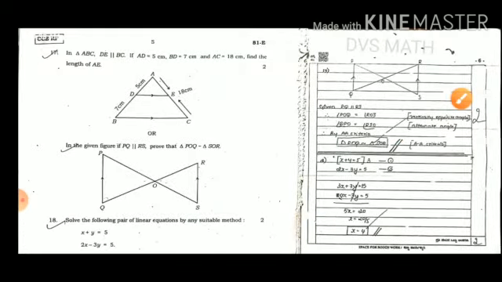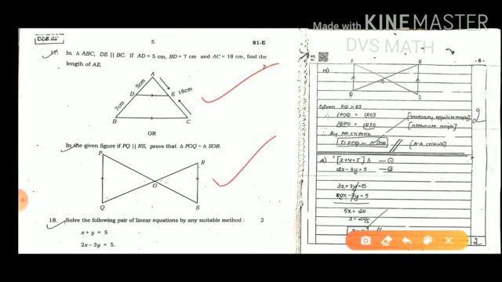So next question, 17th one. In triangle ABC, DE is parallel to BC. If AD is 5 centimeter, BD equals 7 centimeter, AC. Here there are two options. In one you can apply BPT, in the other you can apply AA similarity. You can choose any one, whichever is simple. You choose that one. So if you solve this, what happens?